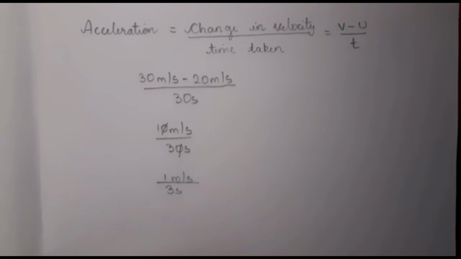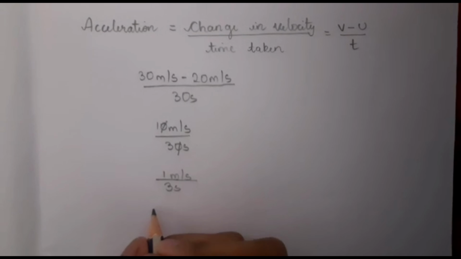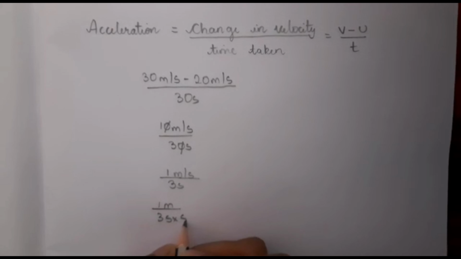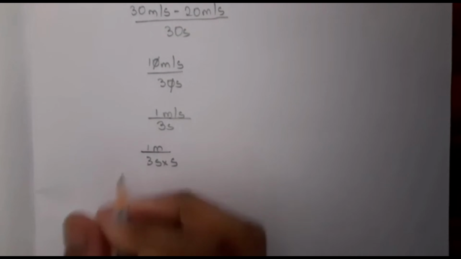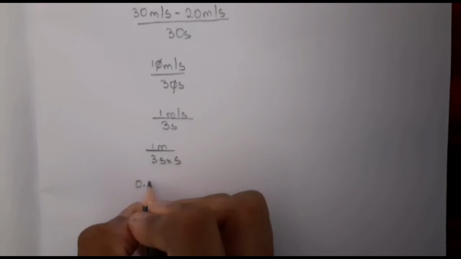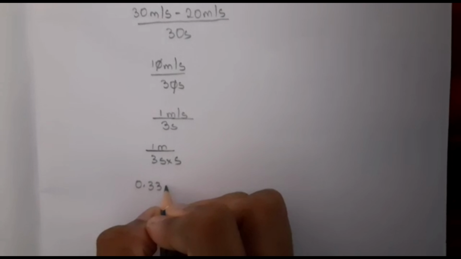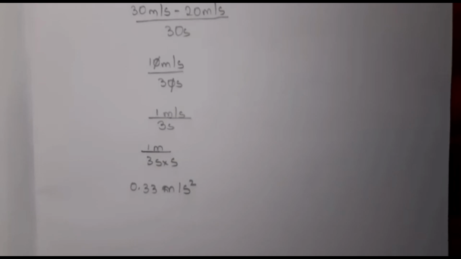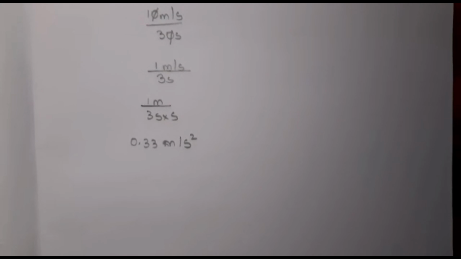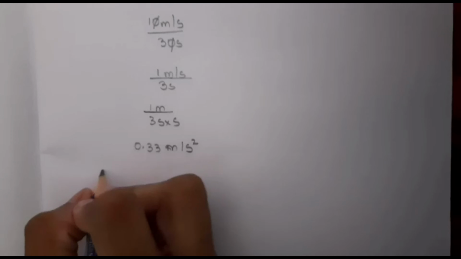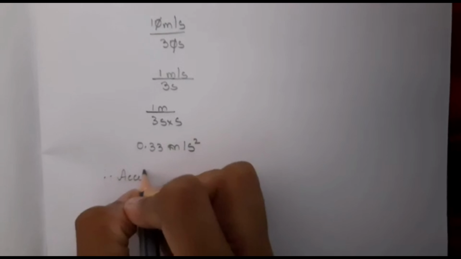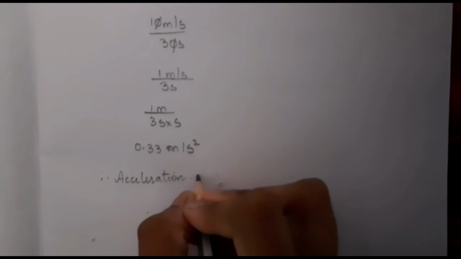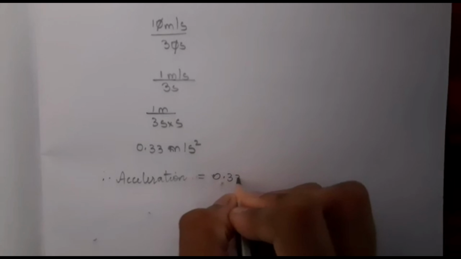Now if we send the seconds down, we get 1 meter divided by 3 second into second. So we will get 0.33 meter per second square. As the SI unit of acceleration is meter per second square, we have to keep it as meter per second square only. Therefore, acceleration is 0.33 meter per second square.